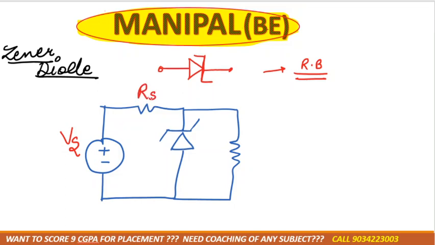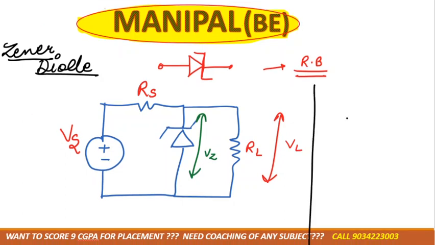This one is the Rs, series resistance. This one is the load resistance. Voltage across the load resistance is denoted by VL. Voltage across the zener diode is Vz, right? So basically we'll have two conditions in the numerical. As you know, your numerical only will come.